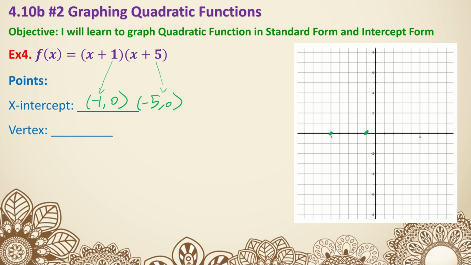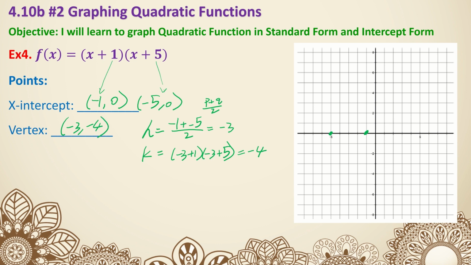But just having these 2 points is not quite enough. We can also have a vertex, because we have learned how to find the vertex. In this case, it's p plus q, so -1 plus -5 over 2. That is a -3. So again, it's p plus q over 2. Then we can plug it in to find a k. -3 plus 1 times -3 plus 5. It's a -2 times 2, so it's -4.